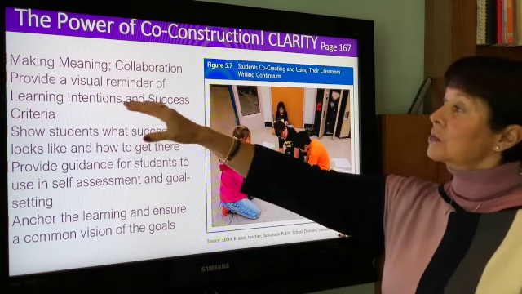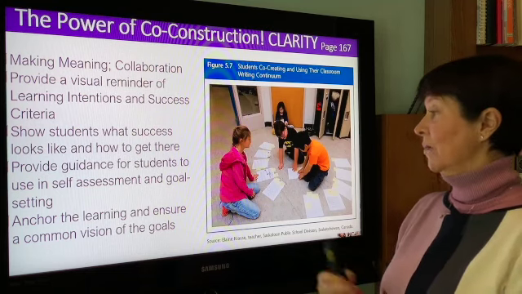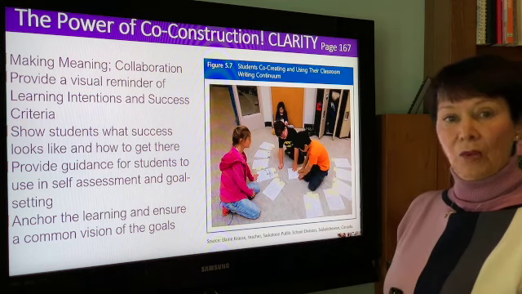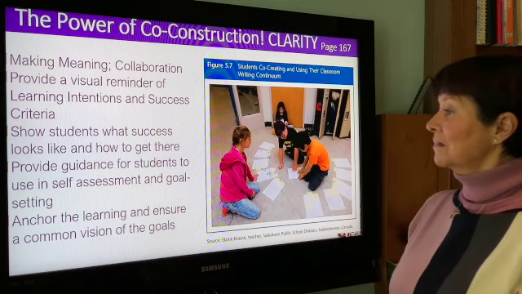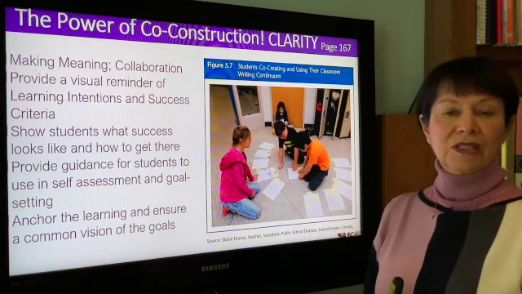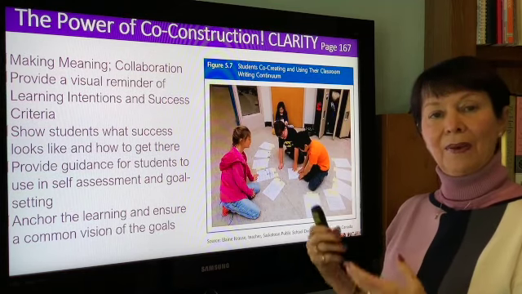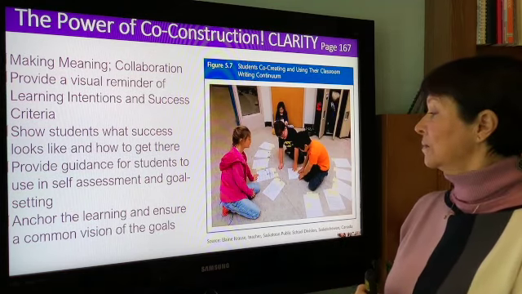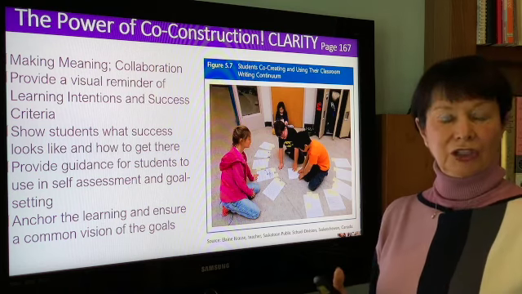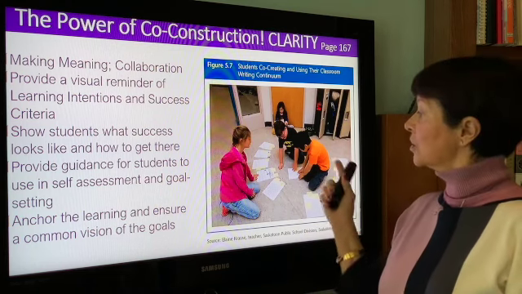So Bump It Up walls provide a visual reminder of the learning intentions and the success criteria. They show students what success looks like and how to get there and what will be the next level in their work. And also, they provide guidance to students in the use of this tool for self-assessment. What do I need to do to bump up my work to the next level? And finally, they really anchor the learning and ensure a common vision of the goals that we're striving to have all students achieve.